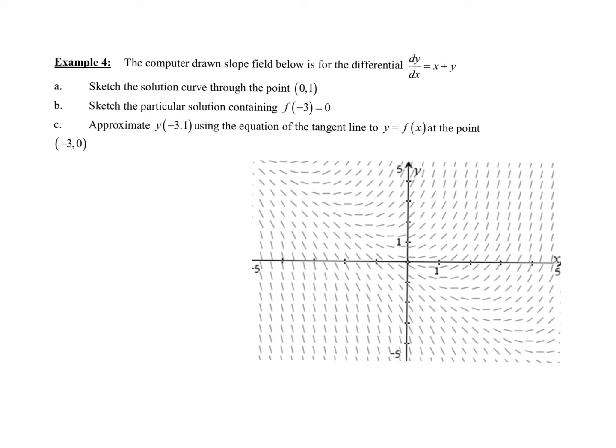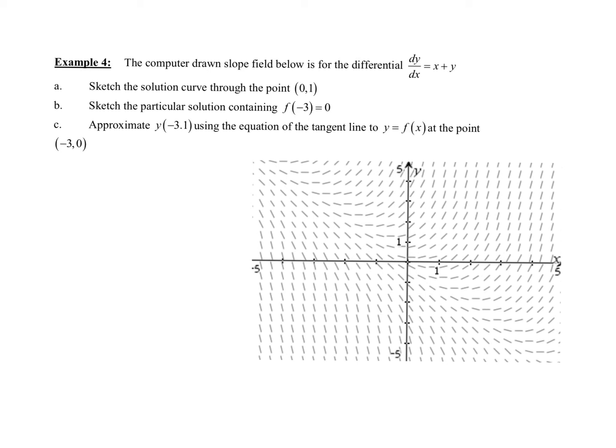Example 4 is more like what you're going to see on an AP type of exam, although they have done ones like example 3 before as free response questions. But this is probably more likely, mainly because it's easier to grade. So they are often going to give you a slope field. You are going to have to do some stuff with it.